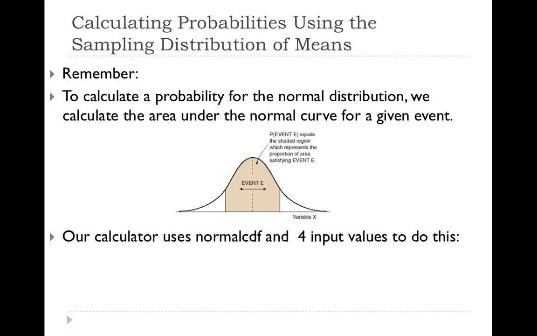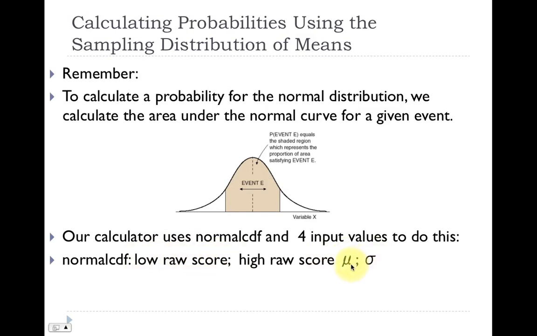Our calculator uses normal CDF and four input values to do this. The four input values that we put into normal CDF are the low raw score, the high raw score, the mean, and the standard deviation. And we did this with z-scores also, when our mean and standard deviation were set to 0 and 1.